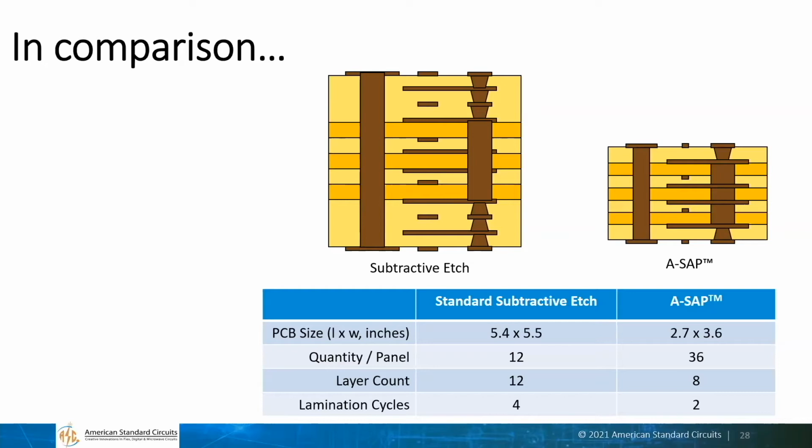And actually, if you think of the layers that are dedicated towards signals as opposed to power and ground, that was a very large reduction in that number of layers in terms of percentage. And then the lamination cycles went from 4 to 2. The other thing to think about here is that it's not an either or. You can have a board that has, and most of the boards will be like this, several subtractive layers, maybe for power and ground especially, and then a few high density A-SAP layers for signaling.